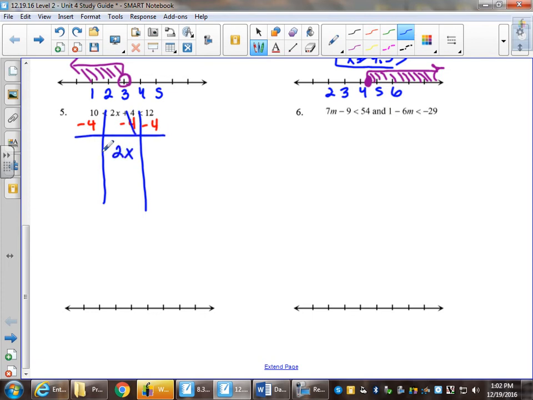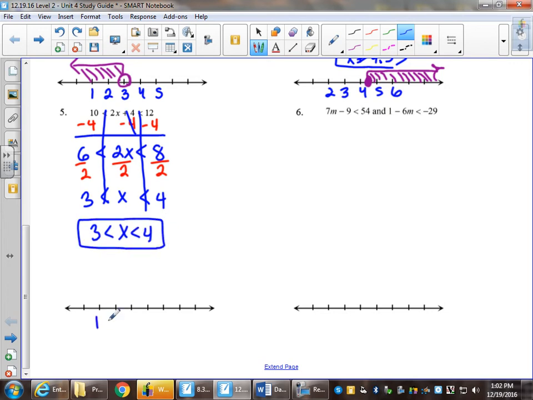So I get 2x in the middle. The inequality signs stay just the way they are. 10 minus 4 is 6. 12 minus 4 is 8. To isolate x, this is 2 times x. I would like to divide. If I divide here, I have to divide on the left and on the right. We get x is greater than 3 and less than 4. Or x is between 3 and 4.